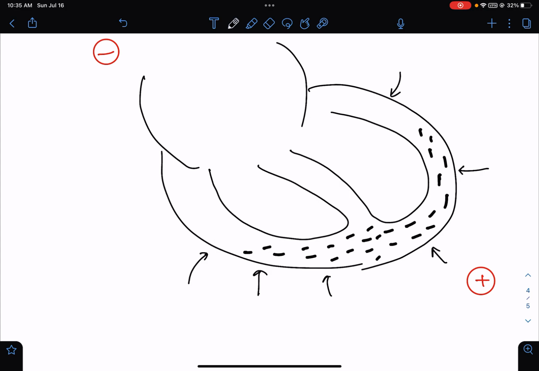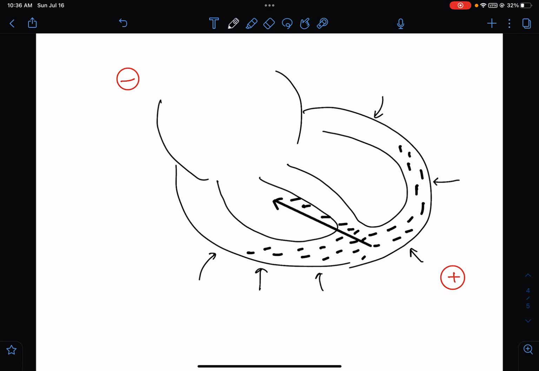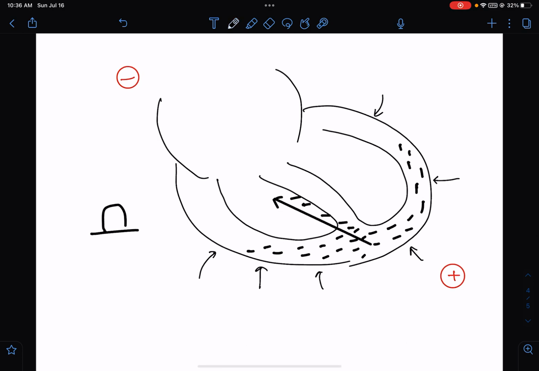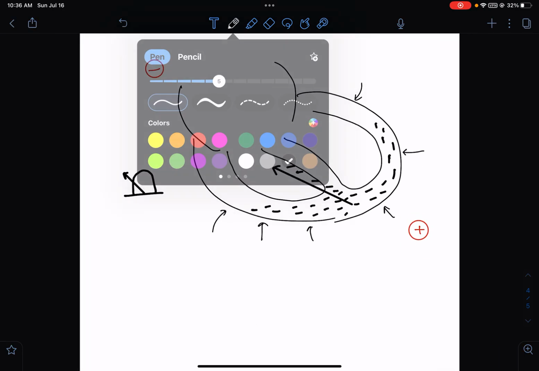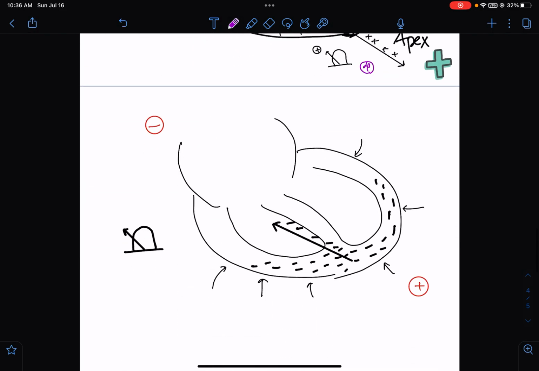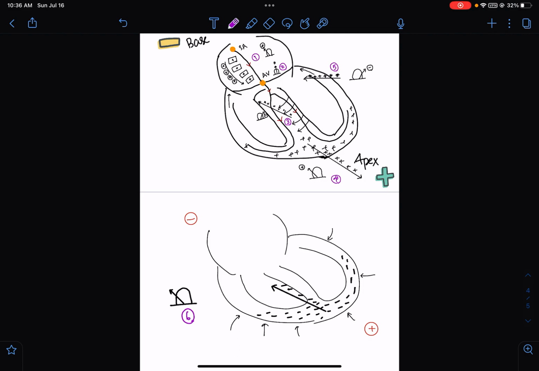So let me draw some vectors here. Arrows like that, and this arrow carries the negative vector, right? Negative vectors. If negative vectors move towards negative, what will happen? It's very simple. Galvanometer will show positive, right? Okay, so here is your number 3, 4, 6.